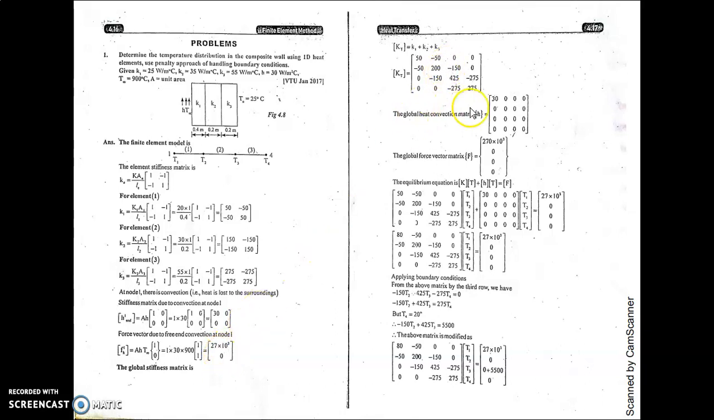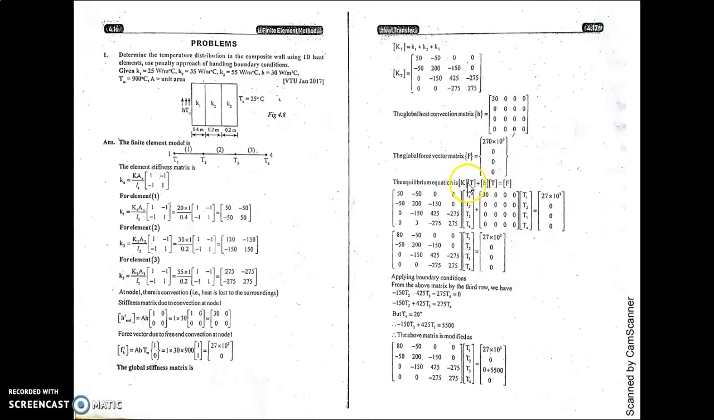Now assemble the conduction matrix, these all, and the convection matrix, this one, and you will get this one. The global convection matrix will be 2.7 times 10 to the power 3. Only at the first node it is convection and the rest are all 0. After assembling, you will get this one. Only one value, the rest all 0. Now the equilibrium equation is KT is equal to F. But here, in addition to conduction there is convection also, hence (K + H)T is equal to F.